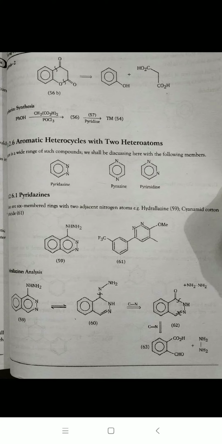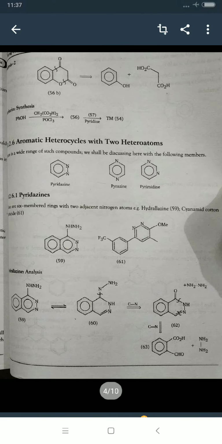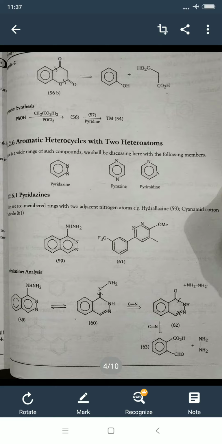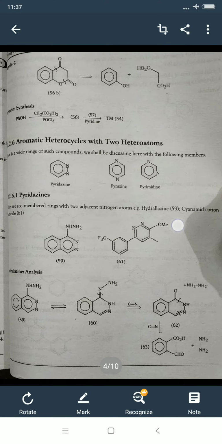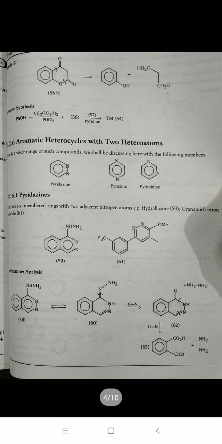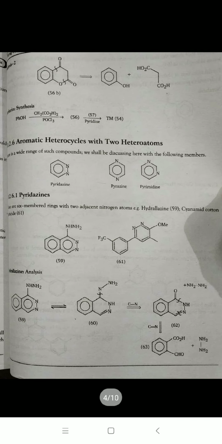Example, hydralazine. Hydralazine contains a fused benzene ring and an NH2 group. The cyanomoid cotton herbicide is 61. Here we have the pyridazine ring, a methoxy group, and a benzene ring containing CF3 as a substituent on it. This is known as the cotton herbicide.